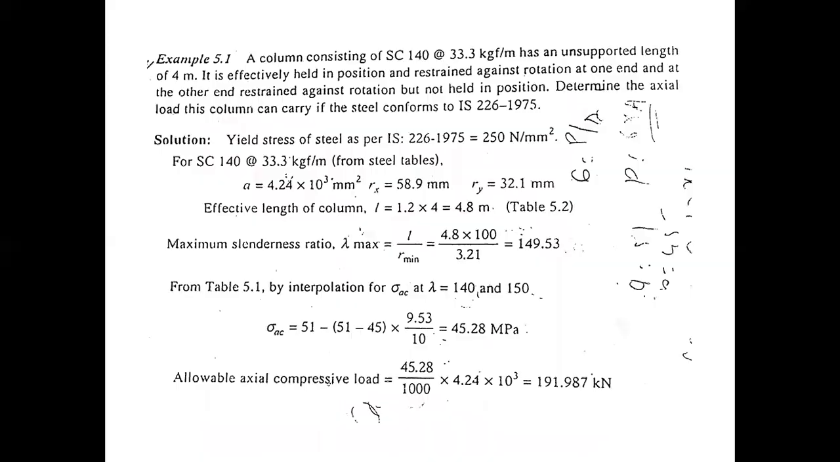Then, here they have not given us the property for steel, the steel yield stress, so we can take it from IS 226 1975. Yield stress is equal to 250 Newton per mm square from table 5.1 by interpolation. So we have got the lambda max value 110.42 and the yield stress Fy is 250 Newton per mm square.